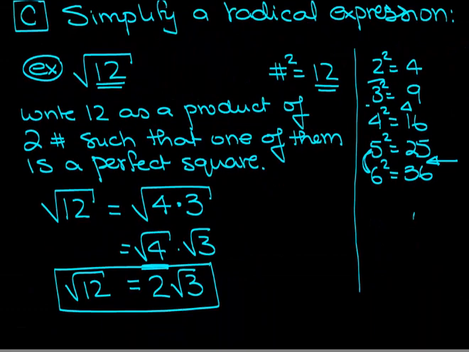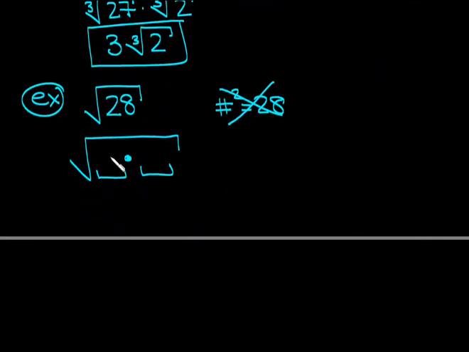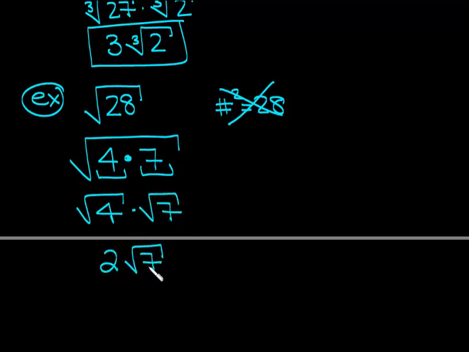So we're looking for a perfect square. Here are all my perfect squares. Does 4 times something give me 28? Sure, it is 4 times 7. So that works, 4 times 7. So I get square root of 4 times square root of 7. So I end up with 2 square root of 7. So that's how 28 breaks down into 2 square root of 7.